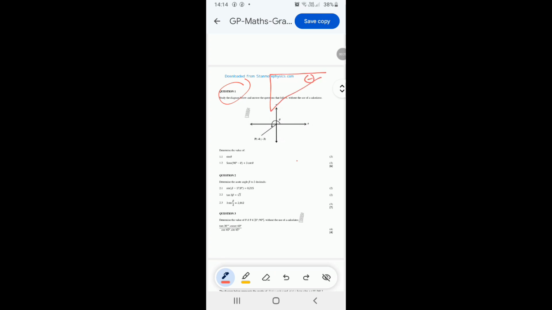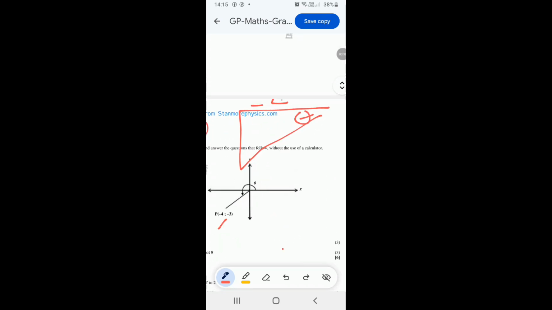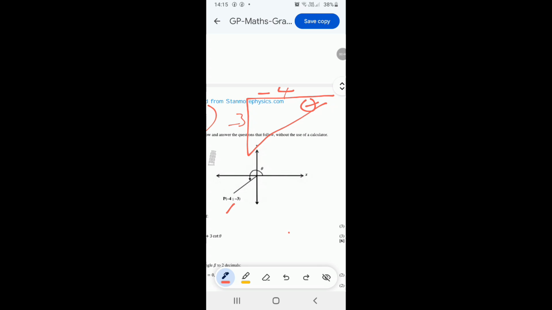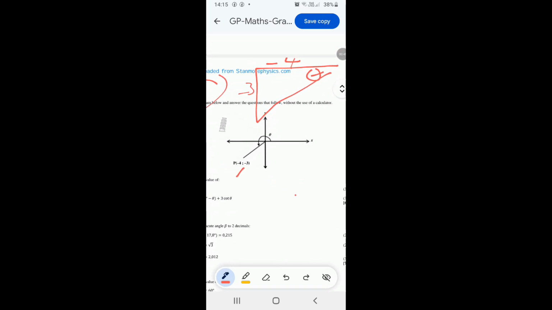I'll put theta. Now minus 4 is x, so I'll put it on the x side, and then minus 3 is the y. They don't have to tell me anything. I just know that for 3 marks, I also have to find the hypotenuse. R squared equals x squared plus y squared. R squared is what I'm looking for.